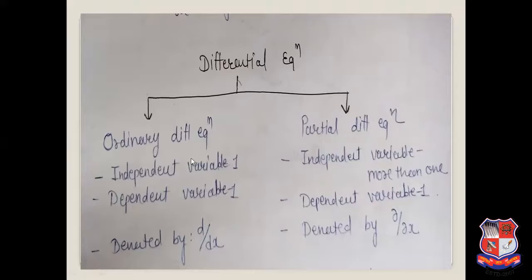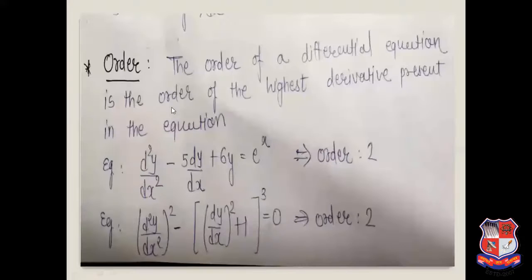The ordinary differential equation is denoted by d by dx and partial differential equation is denoted by del by del x. In this chapter, we discuss about the ordinary differential equation. First, we discuss the definition of the order. The order of a differential equation is the order of the highest derivative present in the equation.